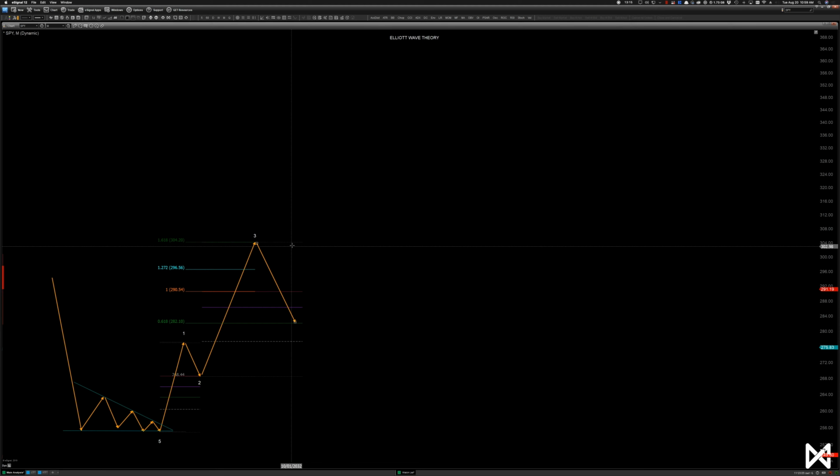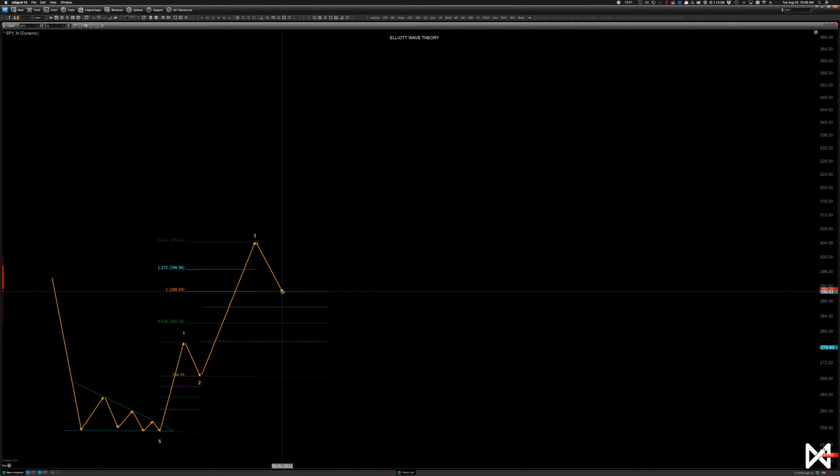Now, let's assume this is actually a complex pullback, as we learned in the previous lessons, right? Because wave 2 over here was a simple pullback. It just had a straight pullback. So wave 4 can be a complex pullback. It's typically one or the other.